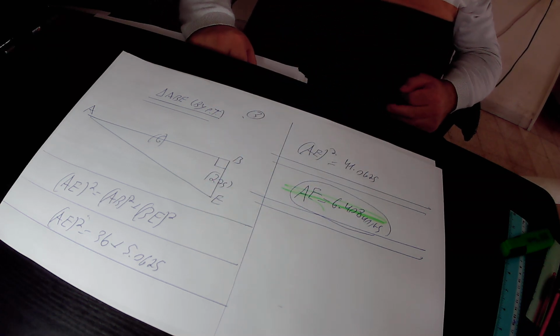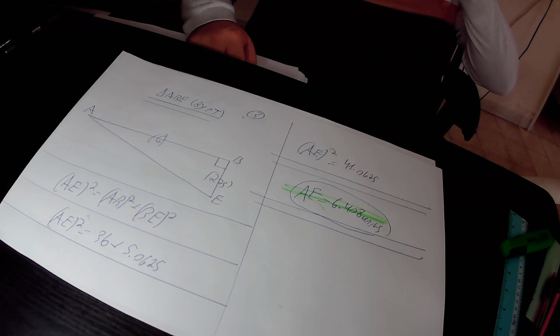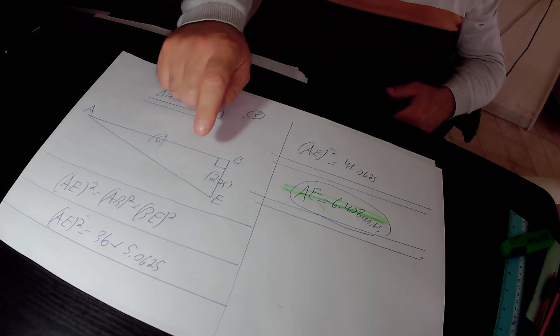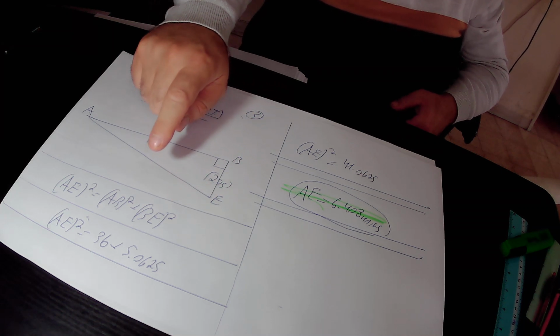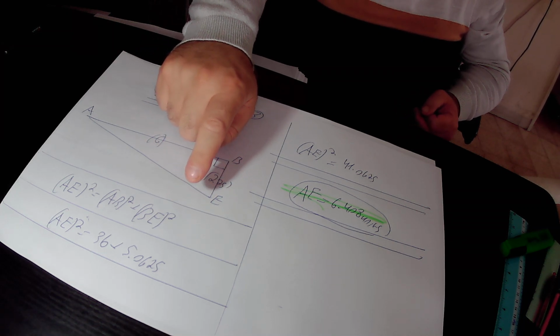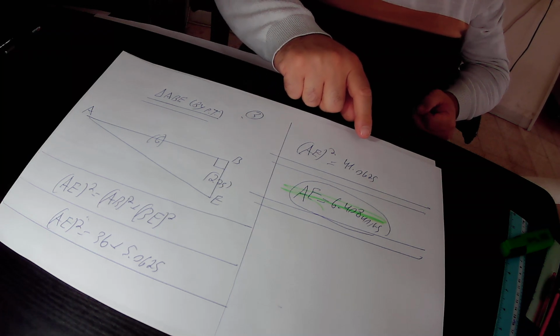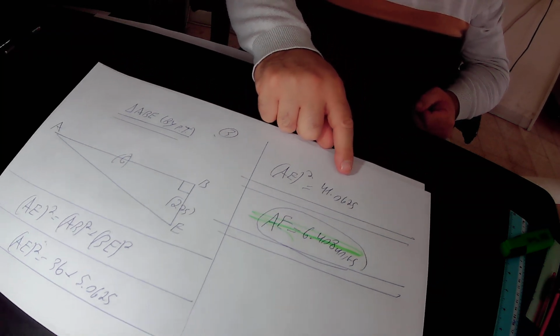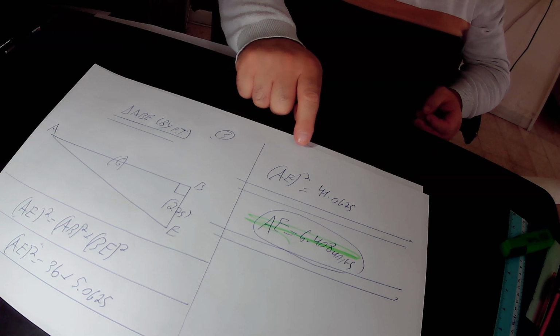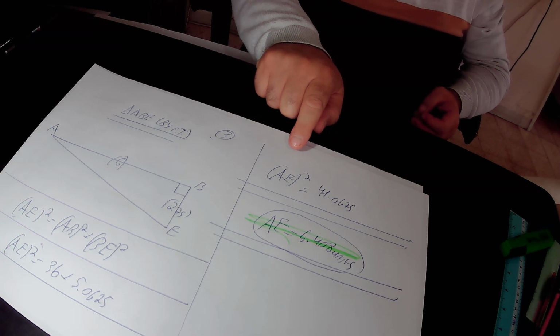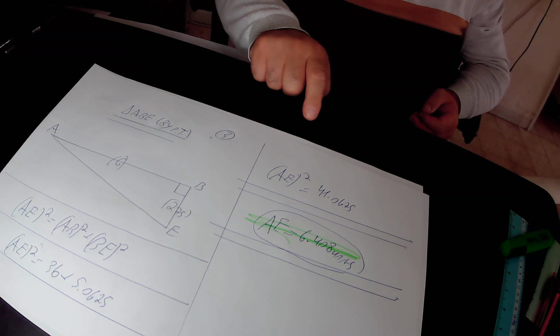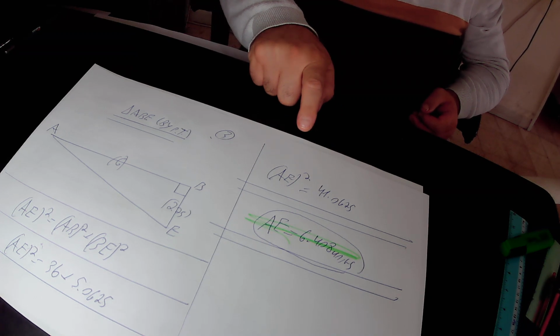So in total, we find that AE squared equals 36 plus 5.0625. 36 plus 5.0625 equals 41.0625. So in total, AE squared equals 41.0625.